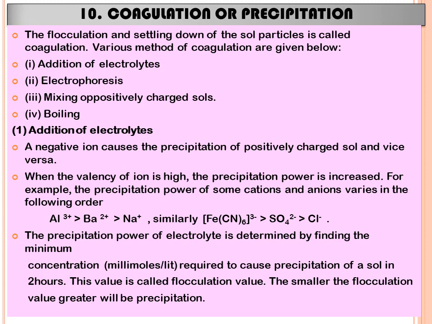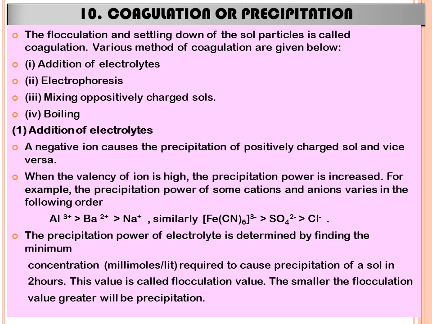The flocculation and settling down of colloidal particles is called coagulation. It is done by various methods: addition of electrolyte, electrophoresis. How is milk curdled? By squeezing a lime. Half a lime is enough to precipitate half a liter of milk. It is squeezed, and while it is boiling, the temperature is increased. So that is why it is said boiling.